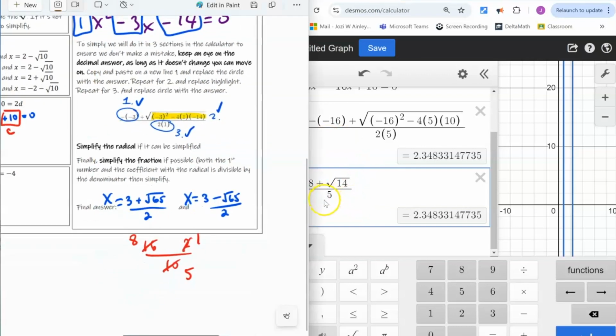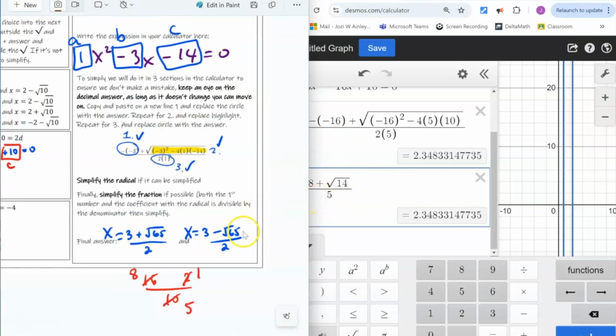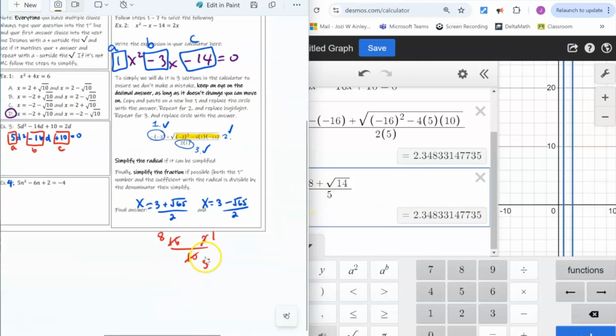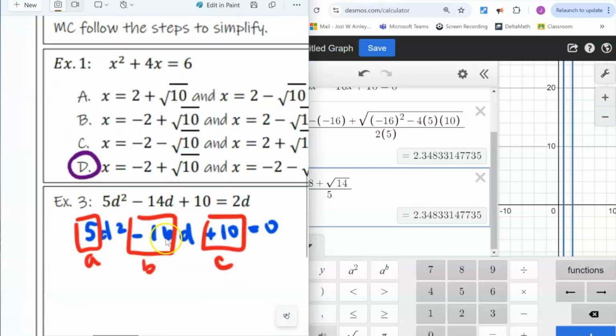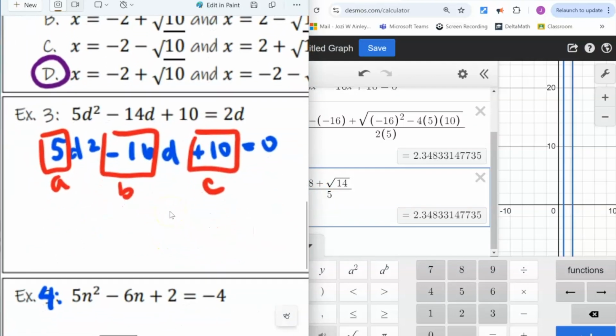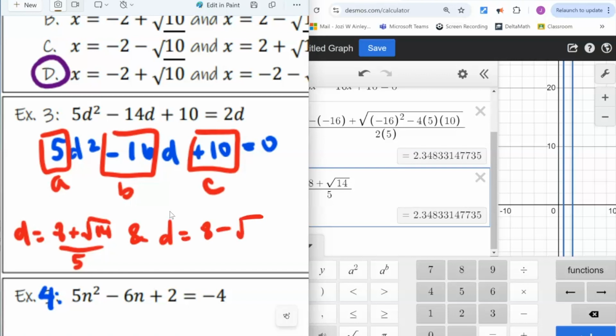Okay, so now that is my final answer with a plus and a minus. And because the letter is D, I'm going to use D. So D is equal to 8 plus radical 14 over 5. So there's a positive version of it. And D is equal to 8 minus radical 14 over 5. So there's a positive version of the answer and there's a negative version of the answer, okay? So no, not negative, but a plus and a minus version of the answers.